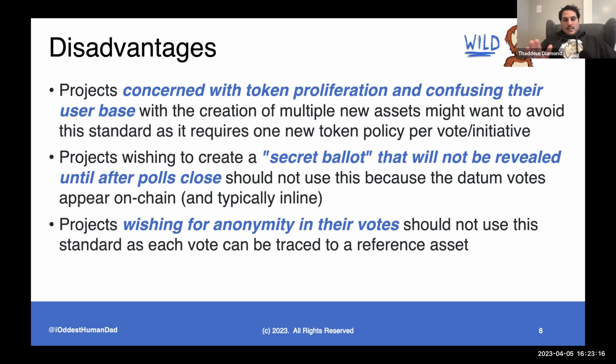And then last but not least, if you're wishing for anonymity in your votes, even if you have the asset name mapping be highly obscured, because the reference NFTs have to be sent to themselves during the creation of the ballot, there's no real anonymity in which assets cast it and which wallets cast it. That's all pretty traceable. So it's intended to be a very public system. And I just wanted to call that out.